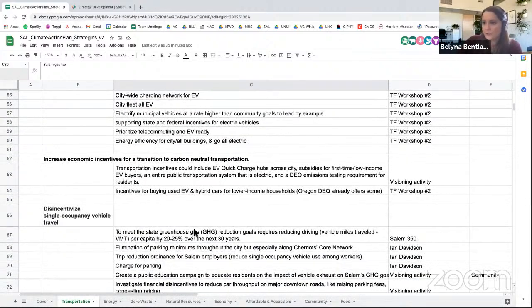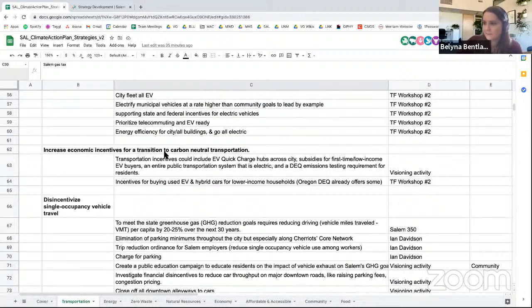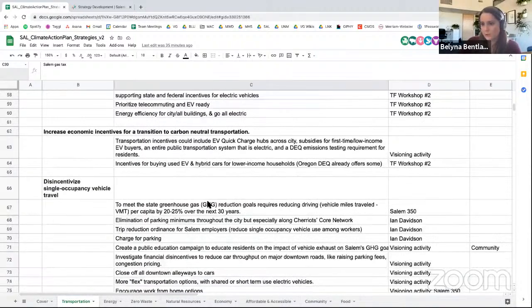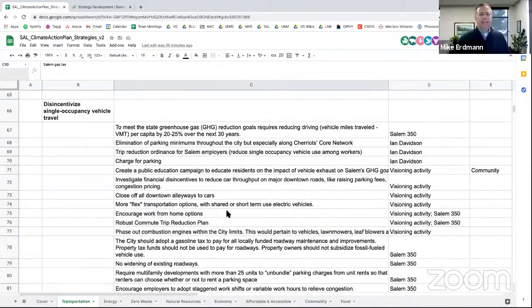Moving down to increasing economic incentives for transitioning to carbon neutral transportation. Strategies here could be built out more. Right now, they're pretty focused on what are the incentives for electric vehicles, noting that there's some state programs already, and potentially with the new presidential administration, there might be federal dollars for the state or the city or individuals to purchase electric vehicles.